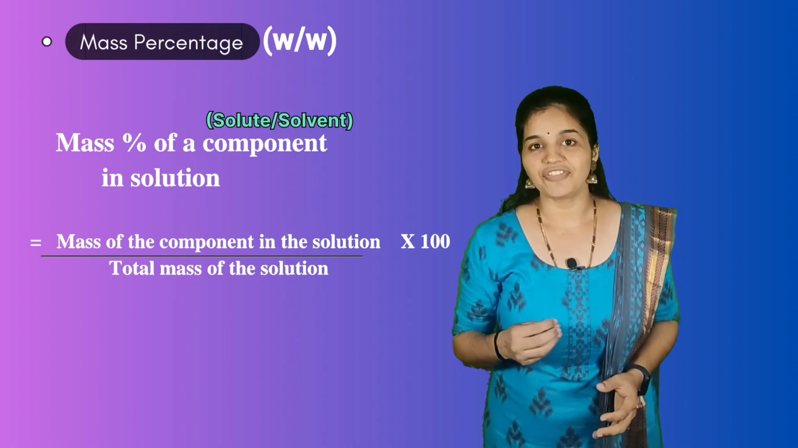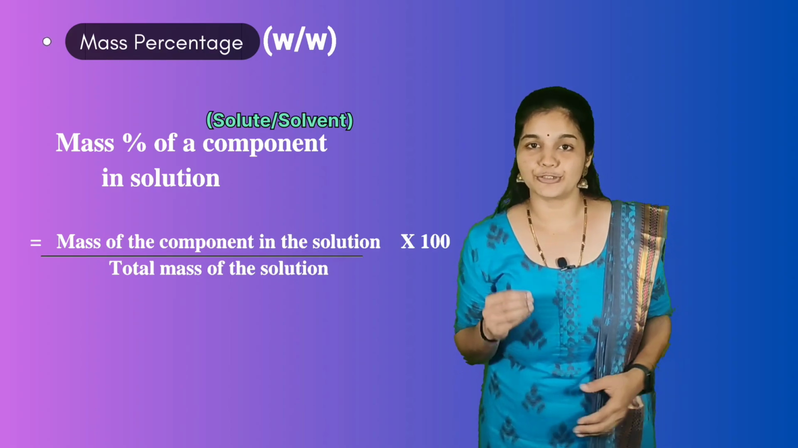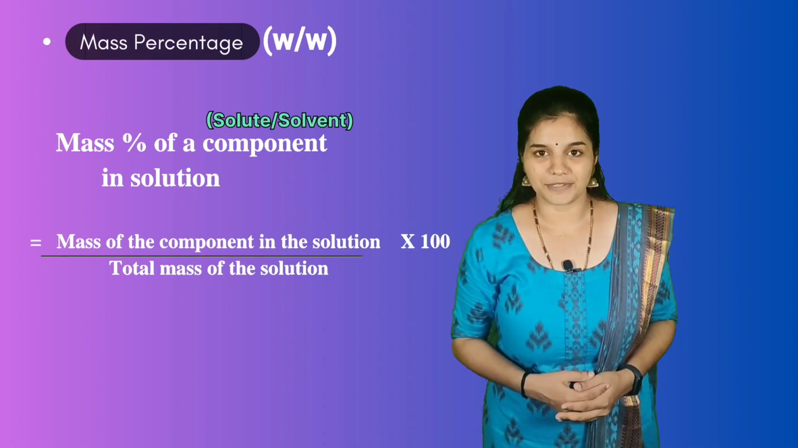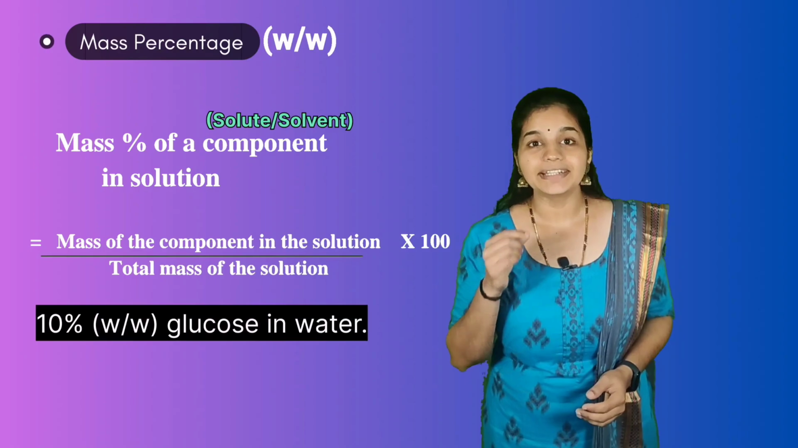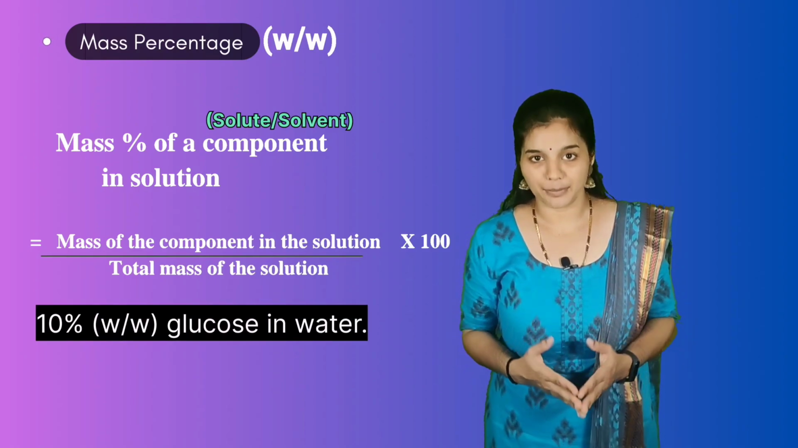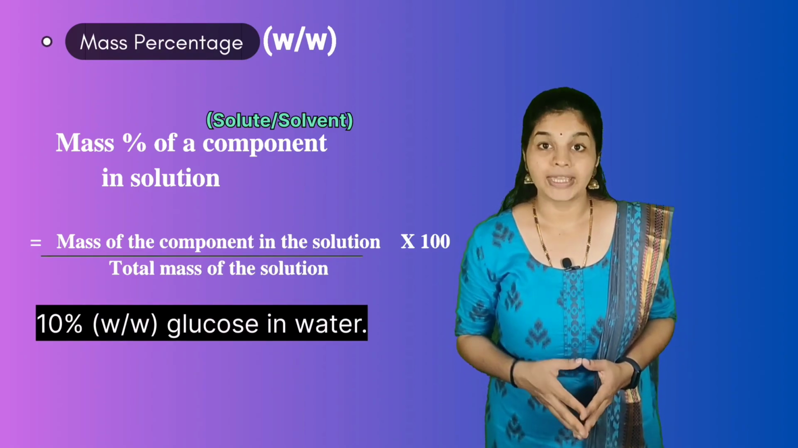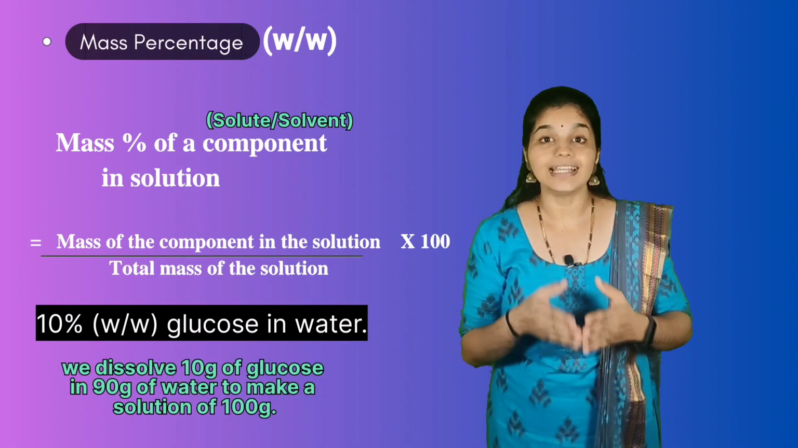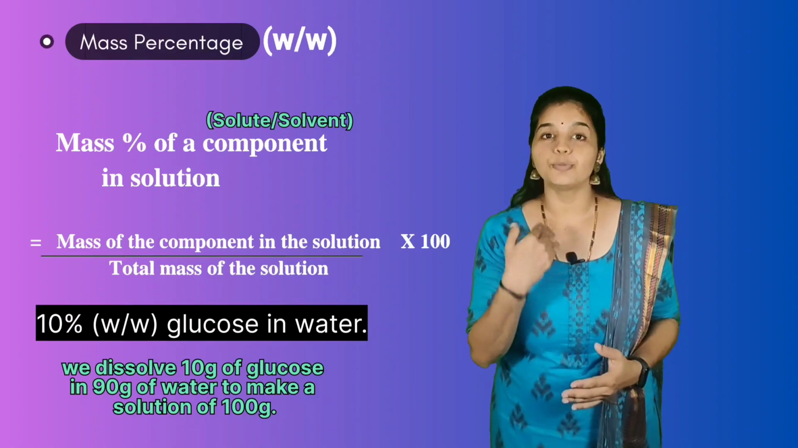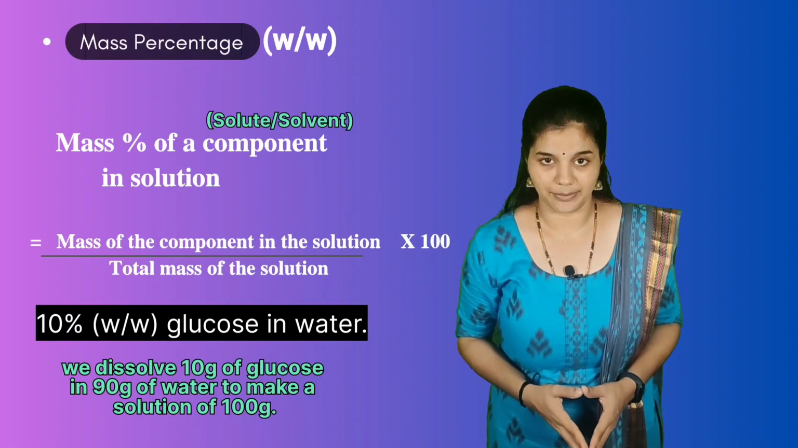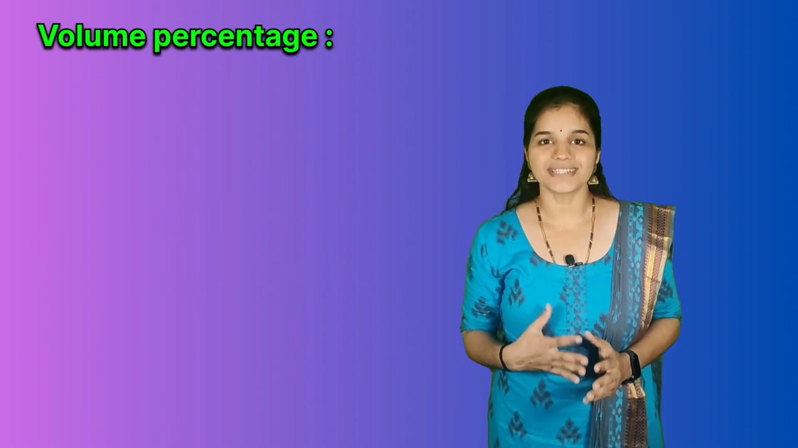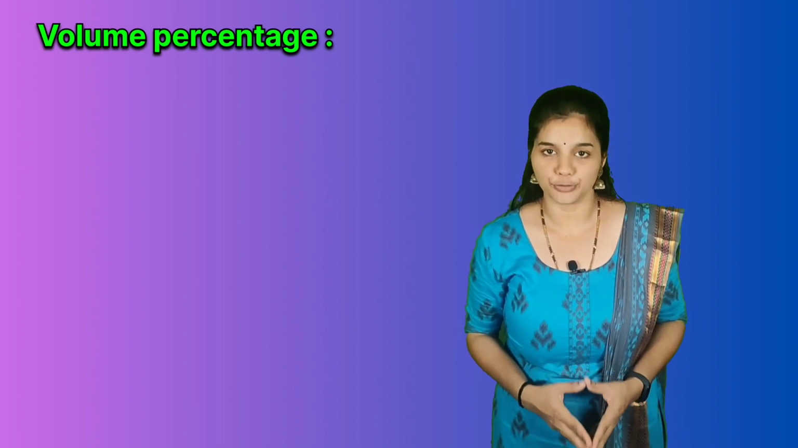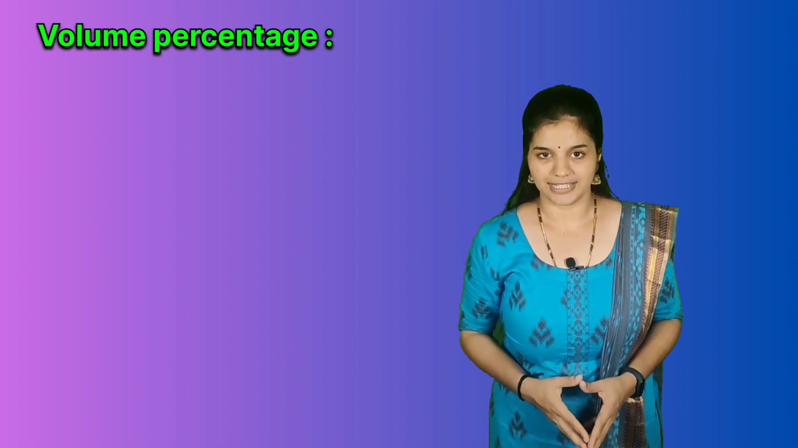For example, if I tell 10% solution of glucose in water, how do we know now this is the mass percentage? So we write 10% W by W glucose in water. This means that we dissolve 10 gram of glucose in 90 gram of water to make the solution of 100 gram.